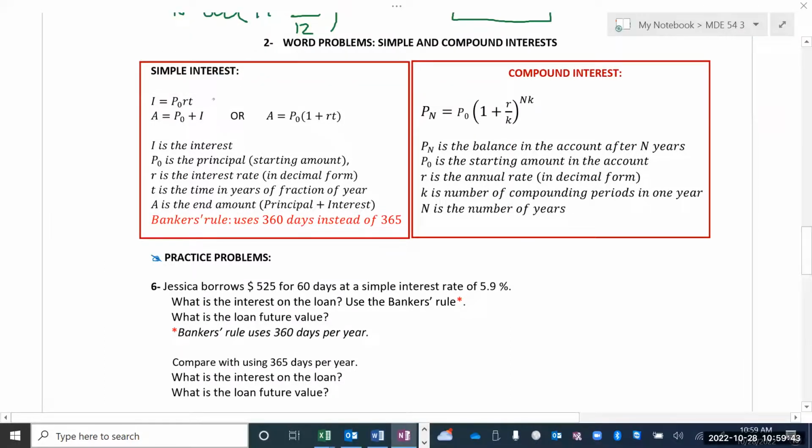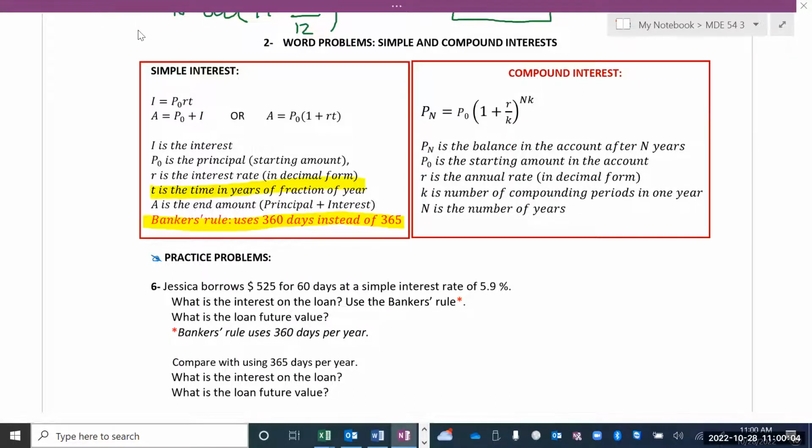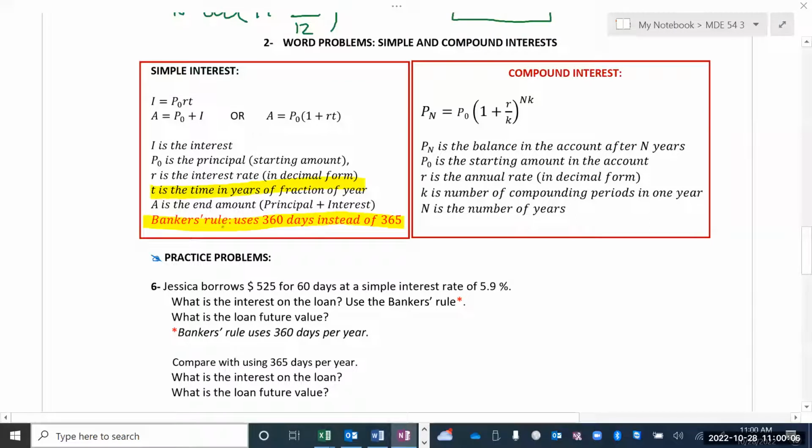So for simple interest, we talked about it on day 15. You have these formulas. I is interest, P0 is your principal, and so forth. When you're using time, just as a quick note, banker's rule is 360 days instead of 365, but T should be in years. So if you're doing 30 days, you would divide it by 360, for example.